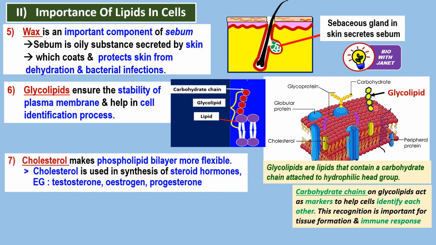So what is the function of glycolipid? So glycolipids ensure the stability of the plasma membrane that surrounds the cell by forming hydrogen bonds with the water in the environment. And secondly, they help in cell identification process.